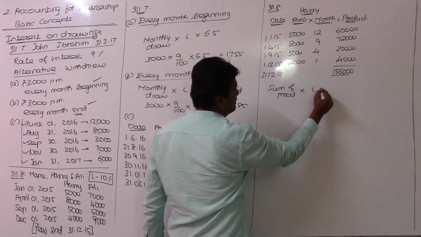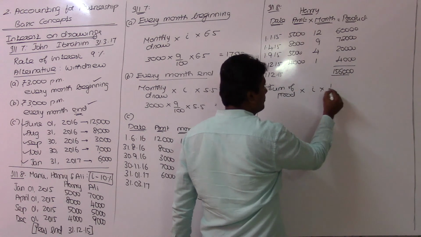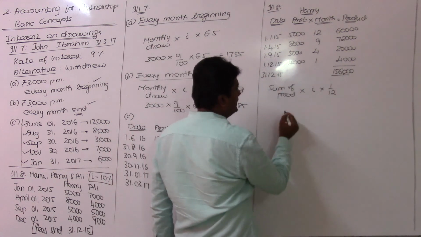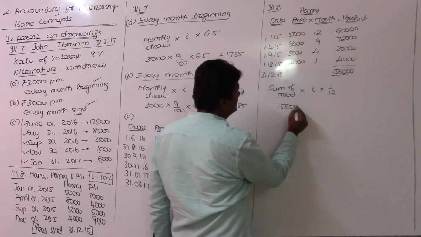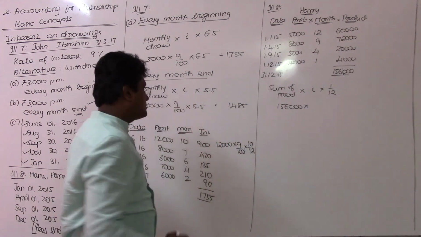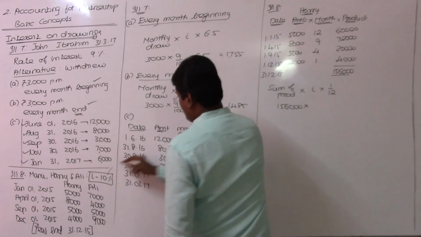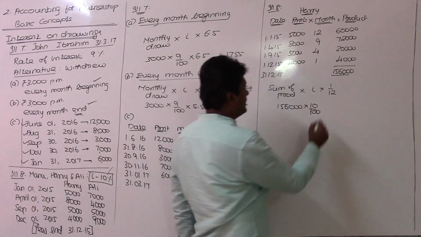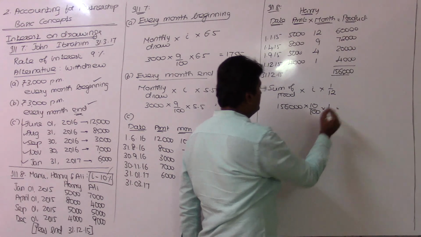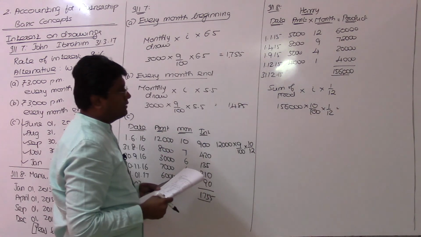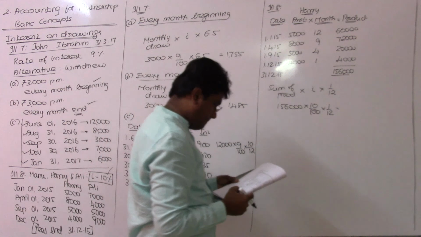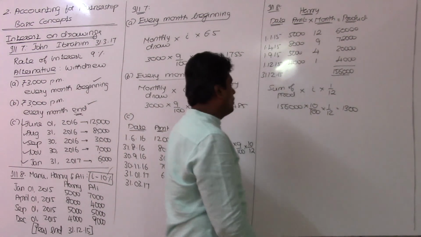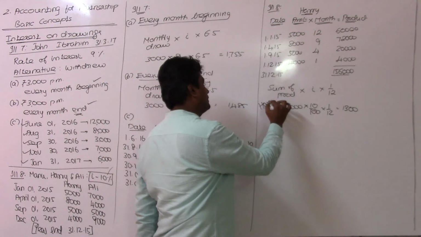multiplied with the rate of interest, and don't forget to multiply with 1 by 12, to convert that back to years. So 1,56,000 into rate of interest, in this case 10%, into 1 by 12. The final answer is 1,300. So Harry is over. This is for Harry.